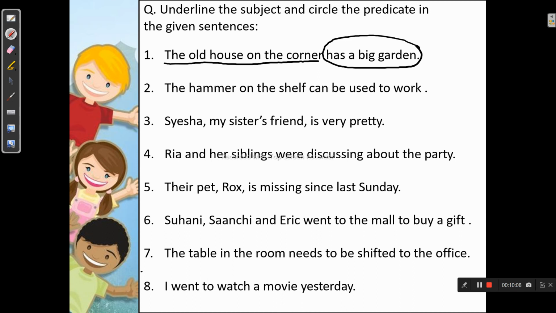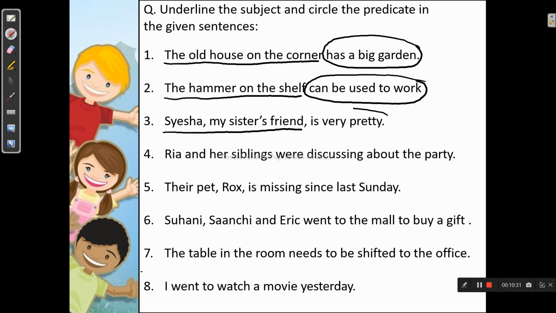Second, the hammer on the shelf can be used to work. So what can be used to work? The hammer on the shelf becomes complete subject. Can be used to work is predicate. Third, Saisha, my sister's friend, is very pretty. So who is very pretty? Saisha, my sister's friend, becomes complete subject. Is very pretty is predicate.